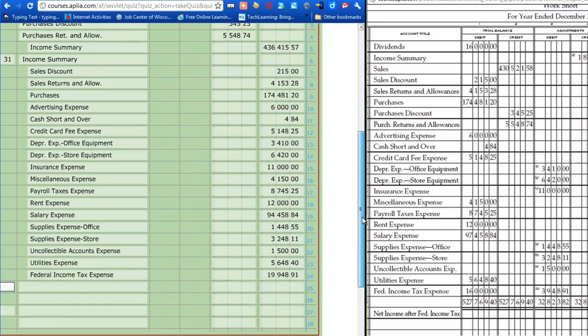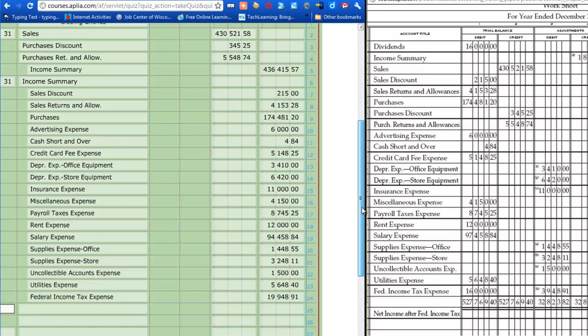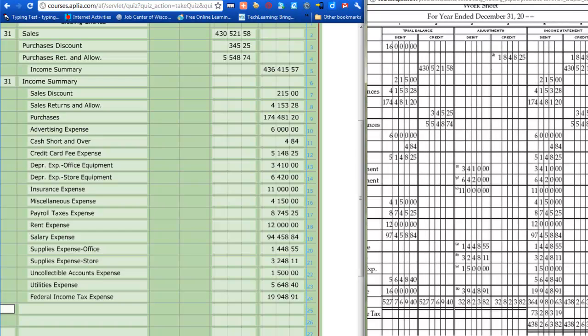Now, I have lots and lots of credits. I have to go through and add up all of my credits to get how much I close into income summary. So you need to go through, do some math, and add it up.